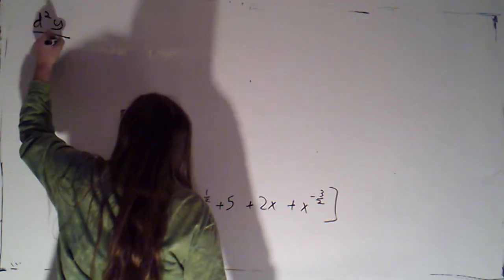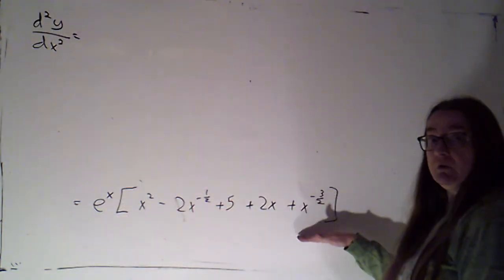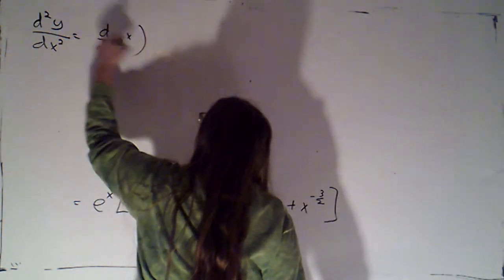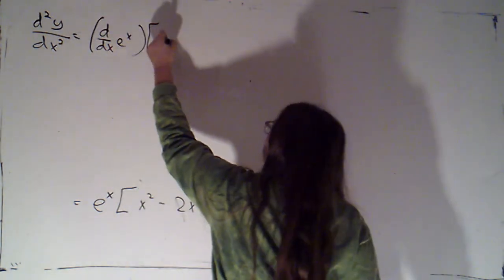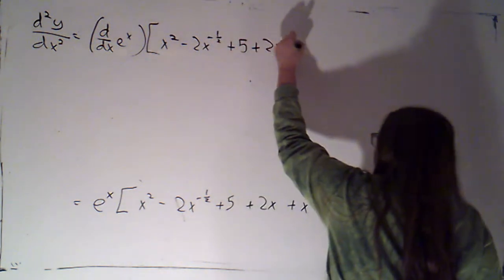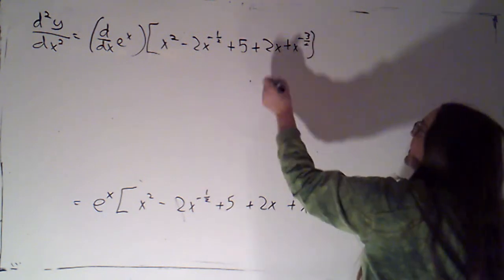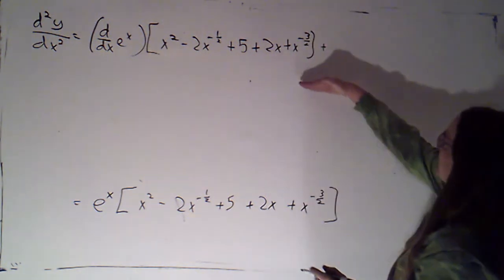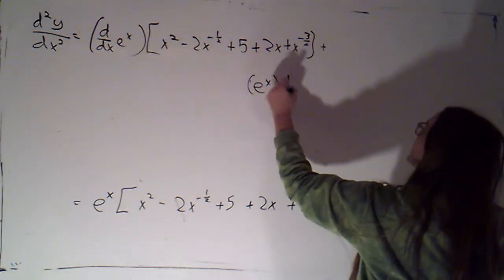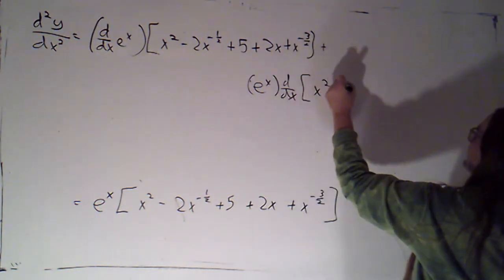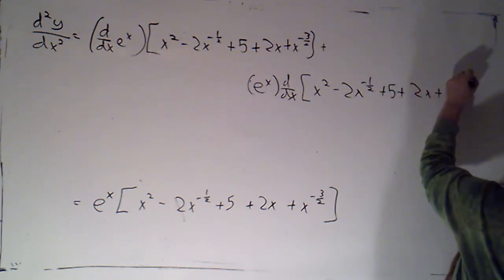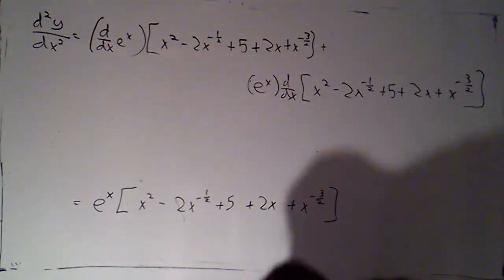The second derivative. Now again, I need to use product rule. So that's going to be the derivative of e to the x times this second piece, x squared minus 2x to the negative 1/2 plus 5 plus 2x plus x to the negative 3/2, plus, now I'm running out of space, so I'm going to jump down the line a little bit, the original function e to the x times the derivative of x squared minus 2x to the negative 1/2 plus 5 plus 2x plus x to the negative 3/2. Oh my goodness. Okay.